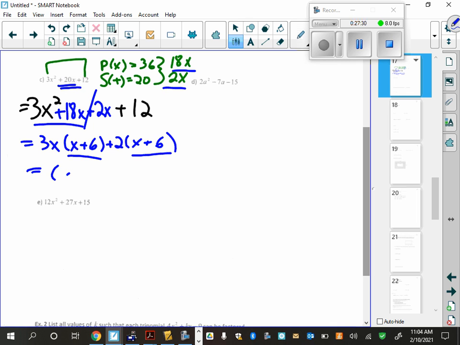Take out the common binomial and write down the leftovers. If this was 3x plus 6, you would have to take a GCF out here, but it's not. You're done. Do you want to check it? For foiling, did it work out? Yeah. Okay, 3x squared, 2x plus 18x is 20x. There it is, and plus 12 at the end. Do D on your own, please.